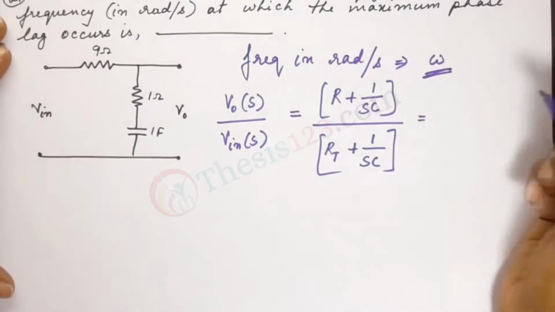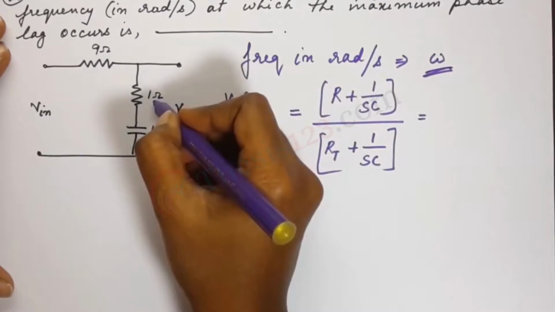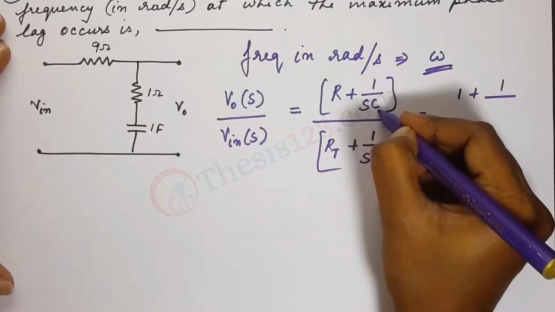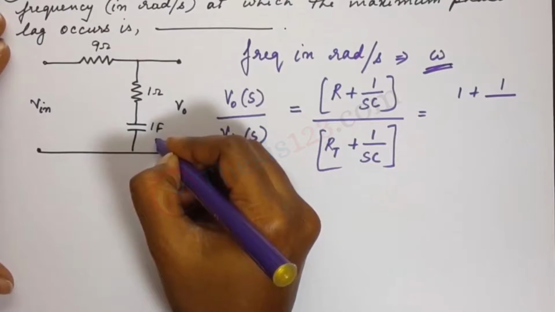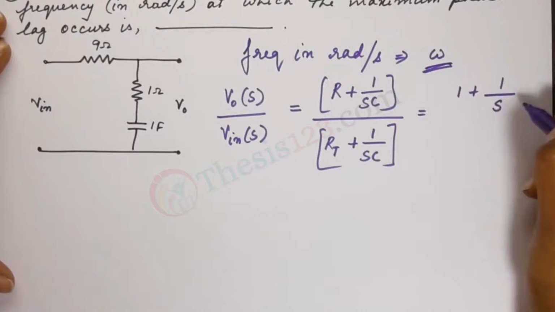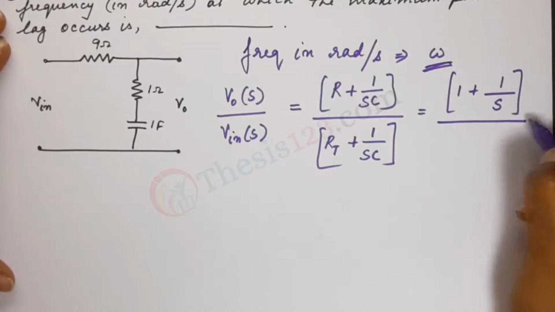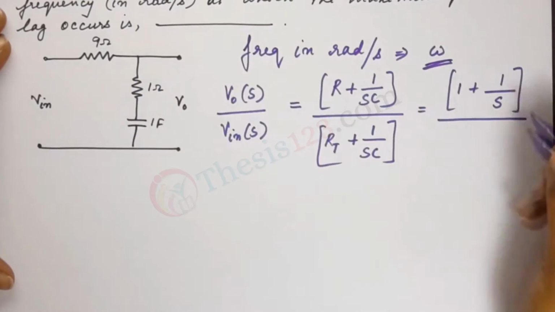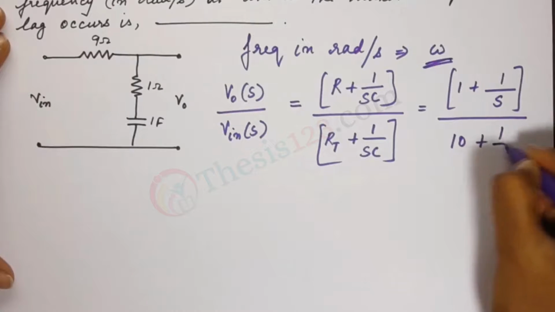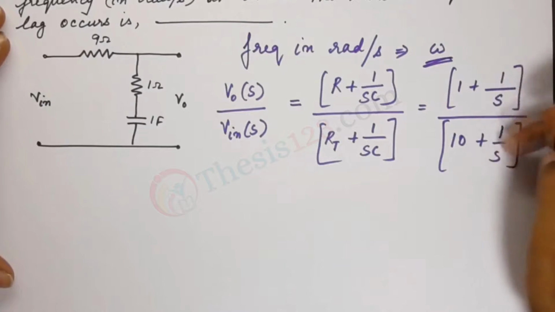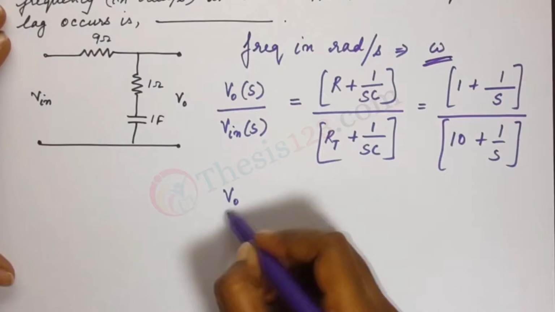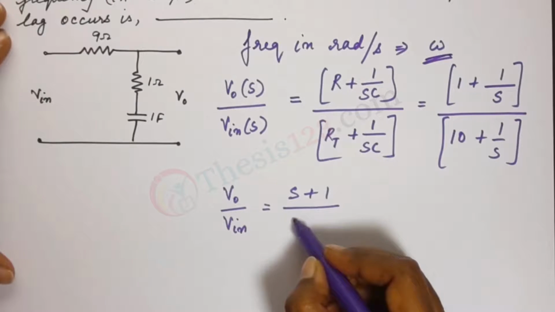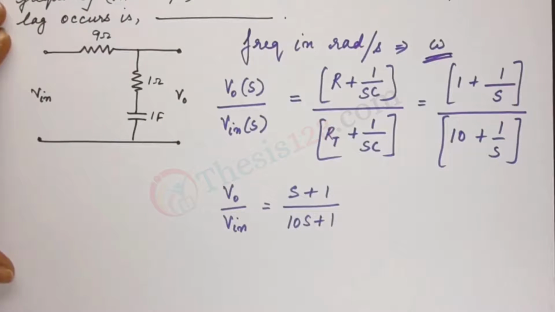Now let's plug in the values. R here is just this value over here, 1. So that's 1 plus 1 by SC, and the value of the capacitance C is 1 farad. So we have 1 plus 1 by S divided by, in the denominator, RT, the total resistance, which is 9 plus 1, so 10, plus 1 by S. Now if we simplify this further, we will have the ratio of V naught by V in terms of S as S plus 1 divided by 10S plus 1.